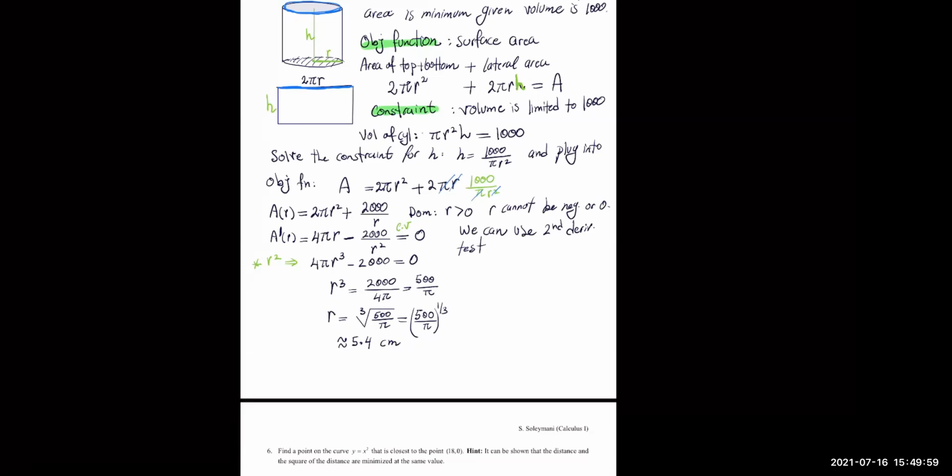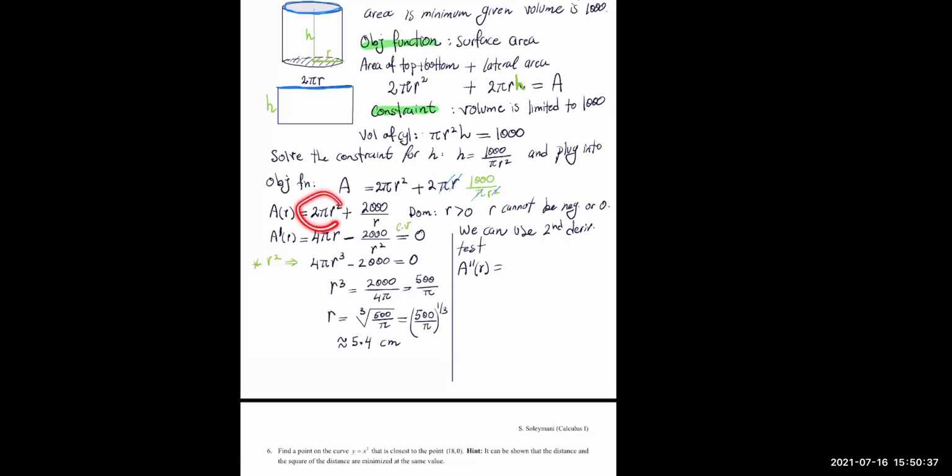For all of the other problems, you can also use the second derivative test. I've been saying all along, you have both options. So if I want to show that this is a minimum, then I need to show that the function is concave up. Concave up means that at the critical value, we have a minimum. So what you need to do is differentiate this again. Find A double prime of r.